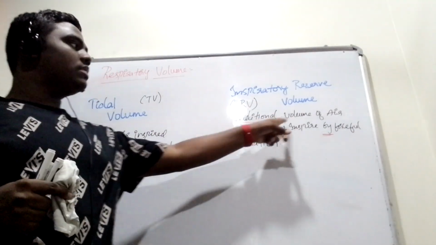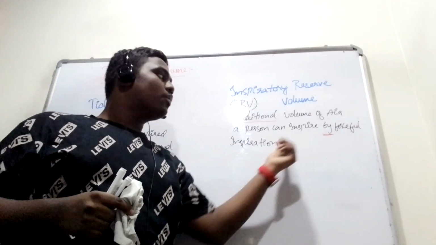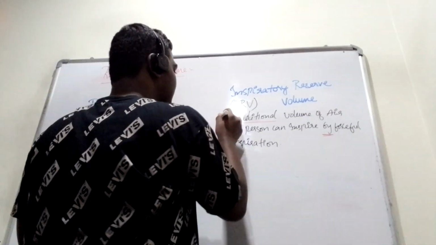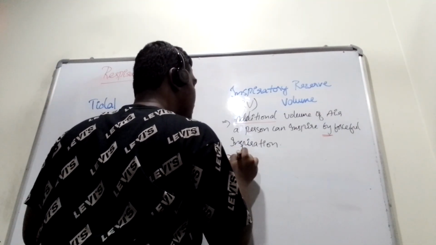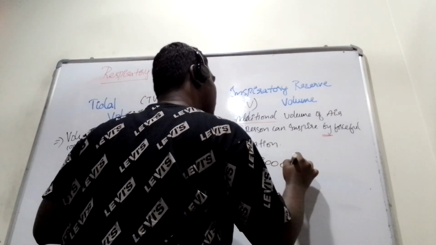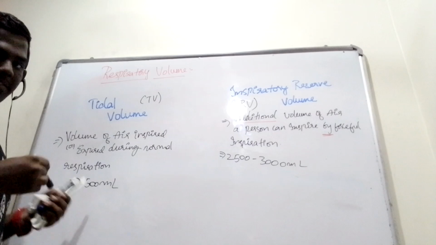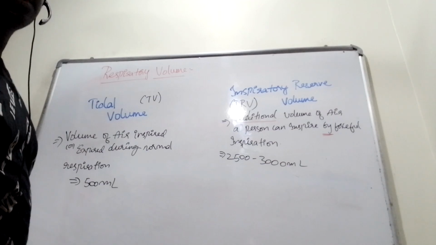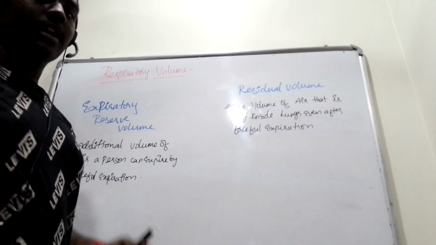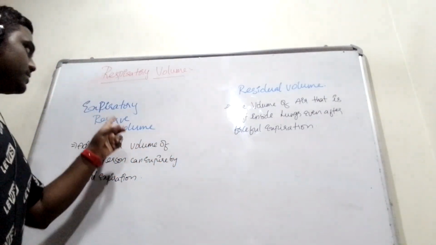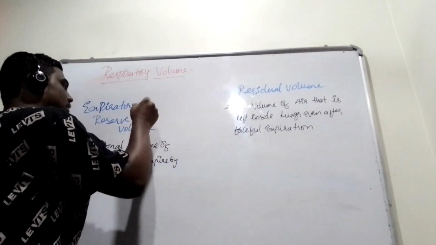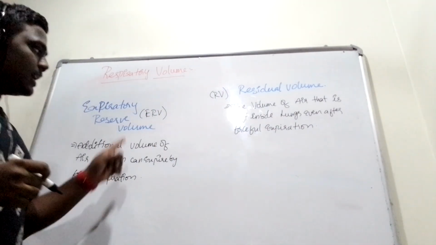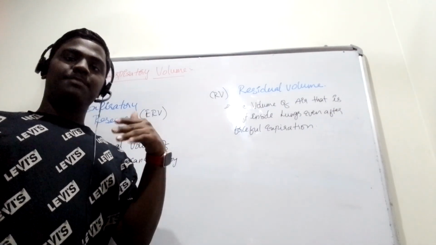Okay, so additional volume of air a person can inspire by forceful inspiration is called inspiratory reserve volume, and this on an average is 2500 to 3000 ml. Tidal volume is 500 ml on average, and the inspiratory reserve volume is 2500 to 3000 ml. Similarly the other two kinds of volumes are the expiratory reserve volume, called ERV, and residual volume, called RV.